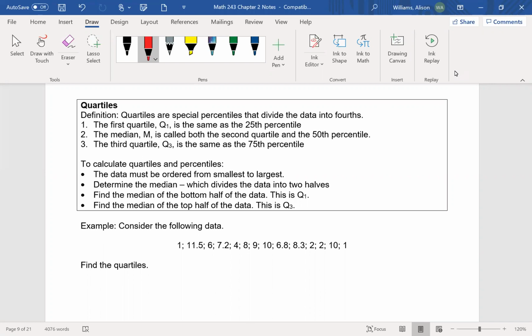To find the quartiles, we need to order the data from smallest to largest. We'll find the median, which is in the middle. Then Q1 is the median of the bottom half of the data, and Q3 is the median of the top half of the data. So let's go ahead and look at this example here.